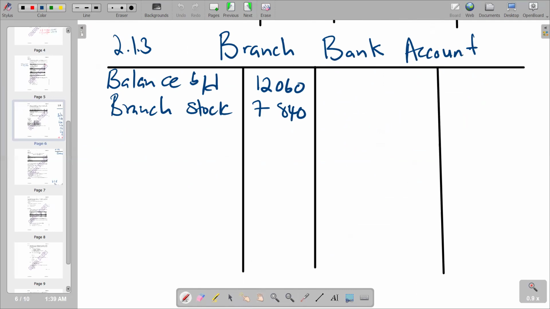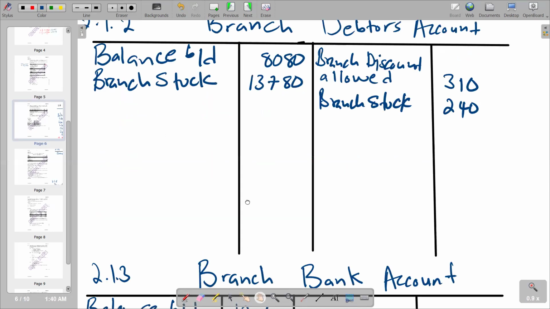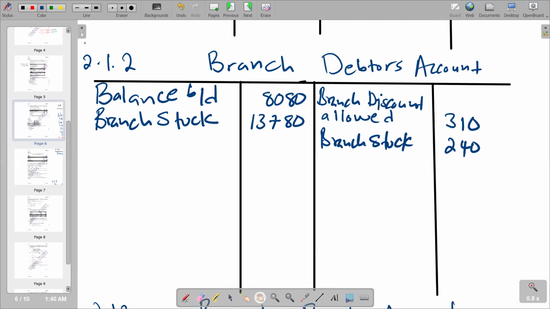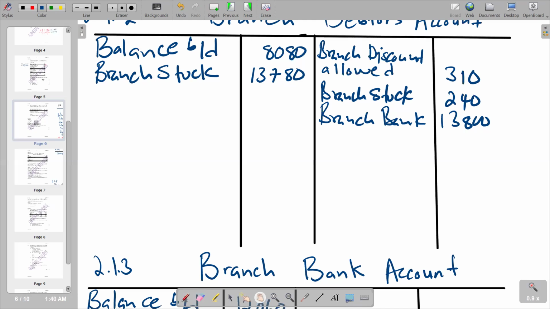So this is our branch bank, 13,800, and the corresponding entry here is branch debtors. We now go to the credit side of branch debtors and put 13,800. So branch debtors we have it here. You go to the credit side and we say branch bank, and then it's 13,800. So this is the amount that we have.